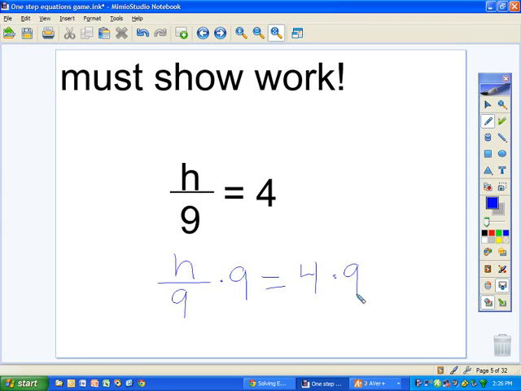Now let's go back to the left side. If I have times 9 and divide by 9, they cancel each other out. And I'm left with just h. And I want to drop my h down. It's my variable. And I know that h is equivalent to 36. Well, once again, you want to make sure that you plug your numbers in. And if I did for h, 36 divided by 9 equals 4.